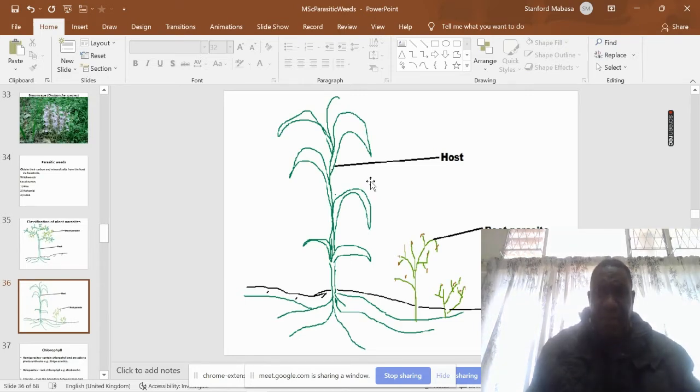Alternatively, the parasites can get attached to the roots. In this case, we term them root parasites. For example, Striga asiatica, Elektra vogeri, Striga forbesii, Striga gesnerioides. All of these are root parasites.